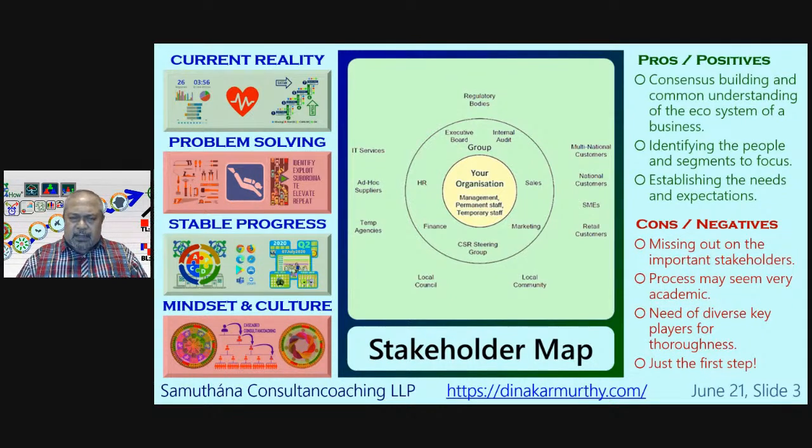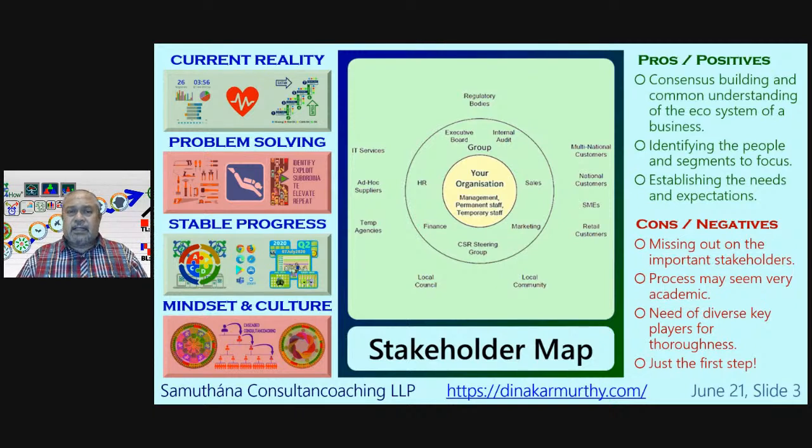When I say key players, they're generally the top management. Of course, they are the key players because they're the ones taking decisions. Then there are also a lot of informal leaders and informal influencers within the organization. They also need to be roped in so that everybody has a common understanding, because most of the time these informal influencers have a different understanding of the picture.